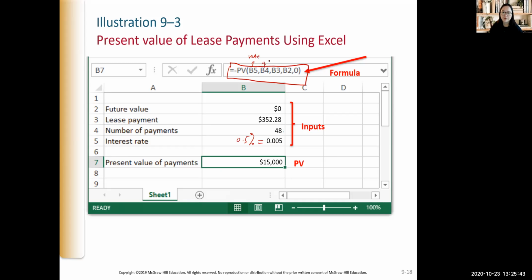And then you can put a number of payment. So this is N, and this is payment, and this is future value. And then you put a 0 because it's an ordinary annuity, okay? So then you get this number.